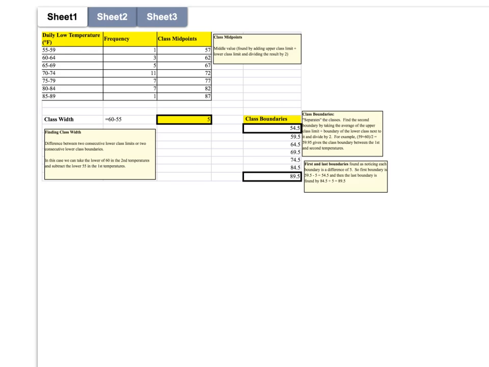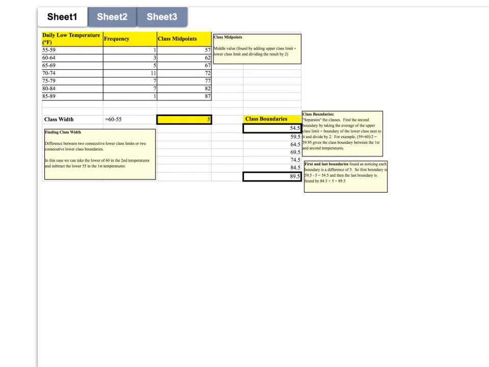And so what I've done here is this first column is the information that they've given me. So the daily low temperatures, 55 to 59, the frequency, say 1 day, 60 to 64, 3 days, and so on. And the first thing I want to do is find the class width. Well, the class width, I can take any of this lower one and subtract it from that lower one, 60 minus 55.